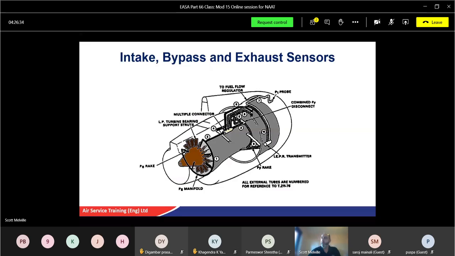That's just an example of where they're coming from. So at the front of the engine here, you've got a P1 probe, and at the back, we've got a P8. Okay, it could be P6, P7, just depends on the engine. Again, you have various sensors all around as required. So there's your EPR transmitter inside of the engine. Again, just a basic setup.